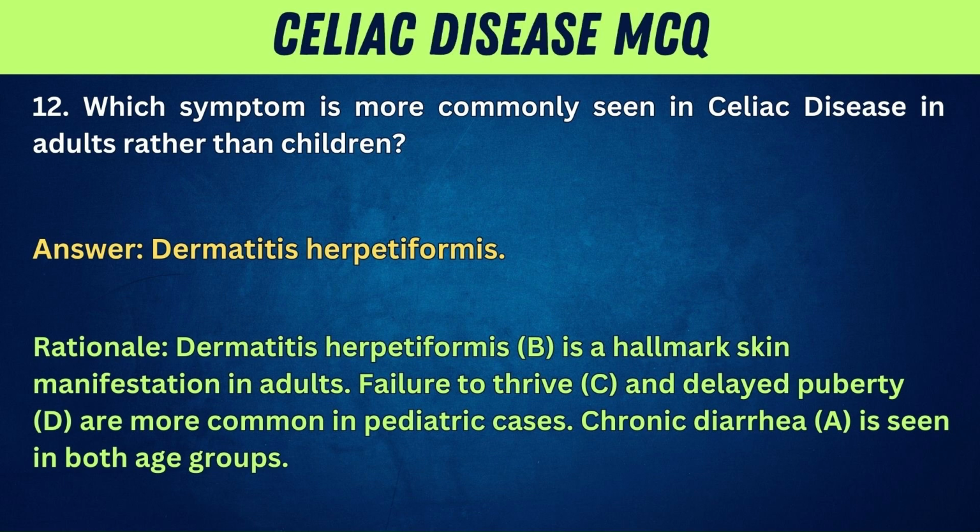Rationale: dermatitis herpetiformis, B, is a hallmark skin manifestation in adults. Failure to thrive, C, and delayed puberty, D, are more common in pediatric cases. Chronic diarrhea, A, is seen in both age groups.